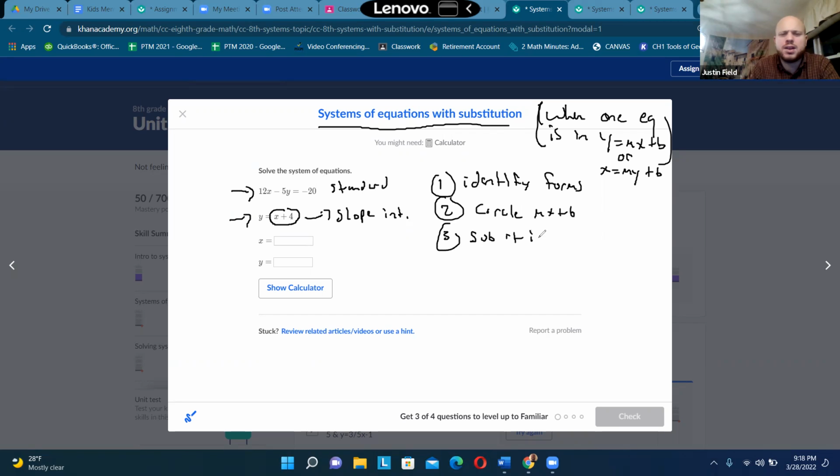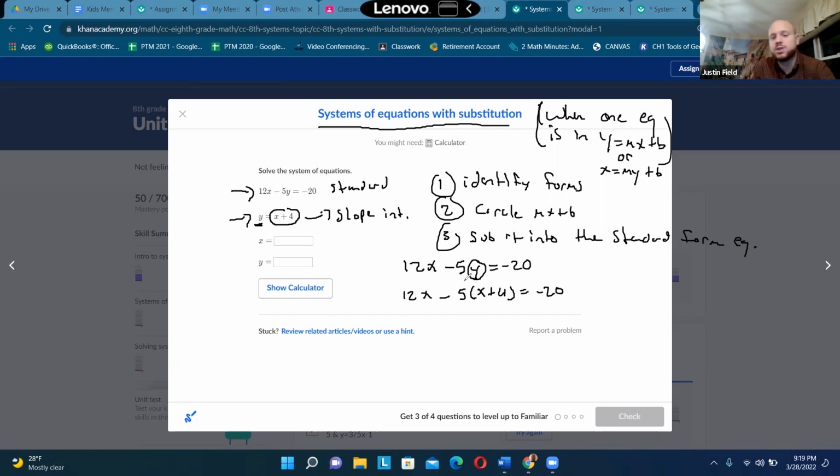sub it into the standard form equation. Okay, so you see the x plus 4 is our mx plus b. So my standard form equation is 12x minus 5y equals negative 20. You see that? But since this says y equals, instead of writing the y, I'm not going to write the y. It says y equals x plus 4. So instead of y, I'm going to write x plus 4, because that's what that second equation says y equals. And I'm going to rewrite everything else. I'm bringing everything else down. And I wonder if you see what just happened.